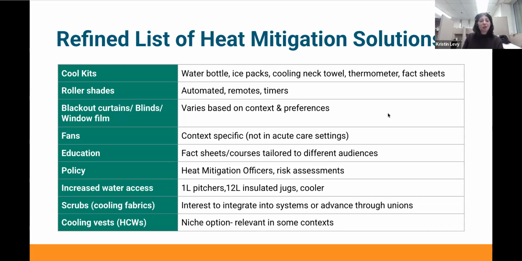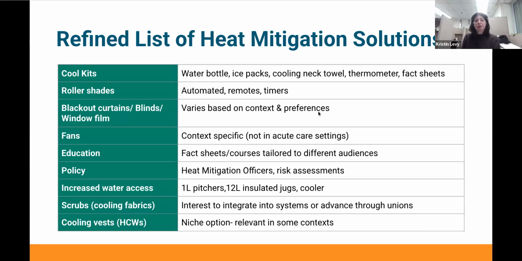As mentioned before, the roller shades, especially automated with remotes and timers, were a very popular option. So we're looking at prices for that and looking at how many we can afford to do this year. As well as blackout curtains, blinds, and window films. Basically anything that could help to block the sun out. People are interested, but it does vary based on the context and the preferences of different groups and what they're allowed to do at their facilities.